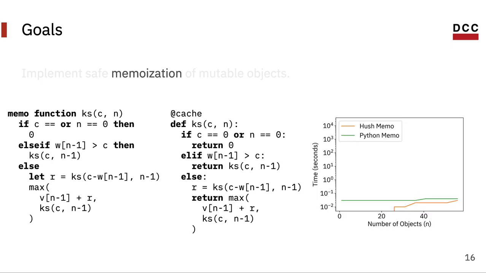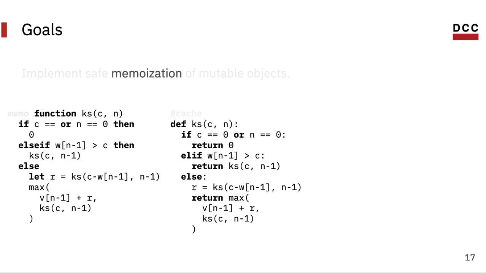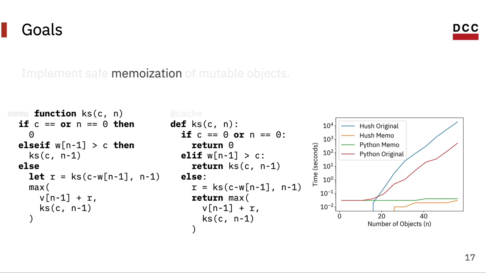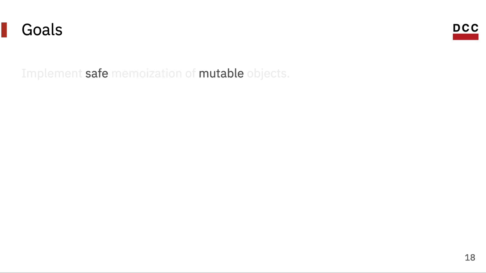Notice that Mimo is not semantically equivalent to Python's cache. Mimo is implemented in Hush's runtime. It's more efficient than Python's cache annotation, which is implemented as a Python library and does not change the runtime of the language. So our implementation of memoization is likely to outperform Python's, even though Hush is less efficient than Python in general. Now let me explain what I mean by safe memoization of mutable data.